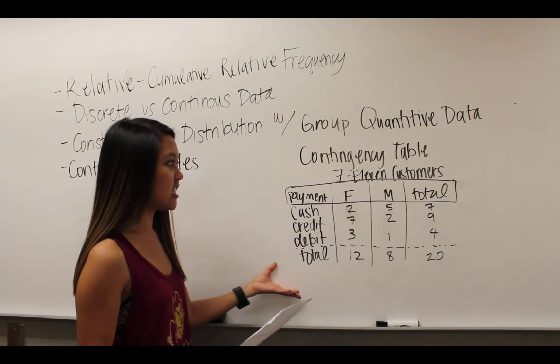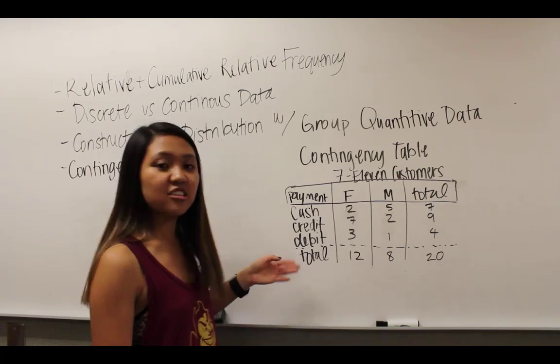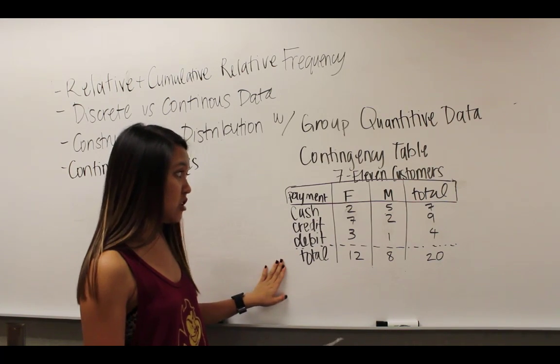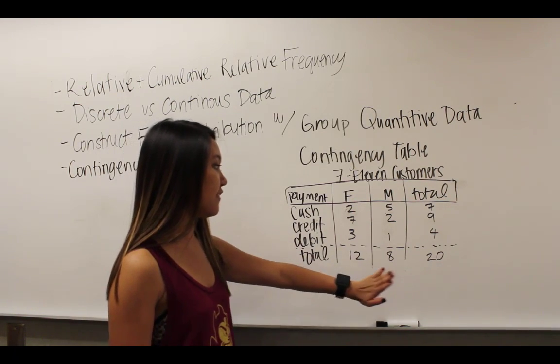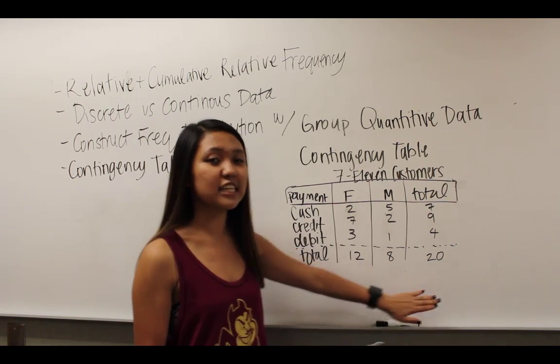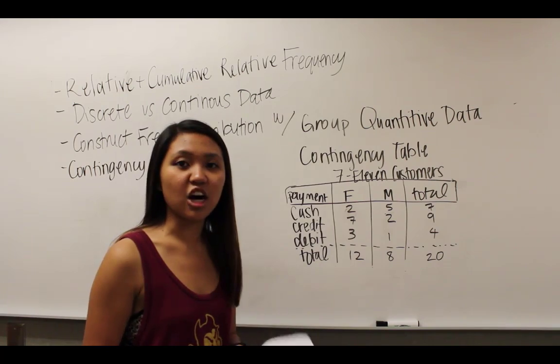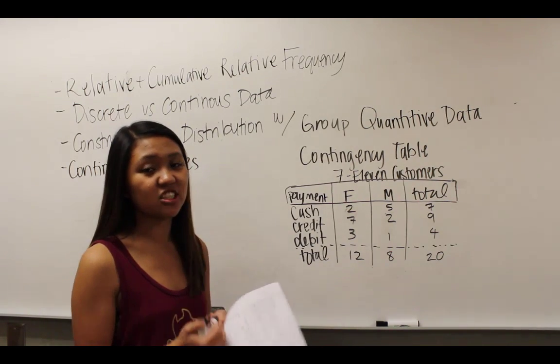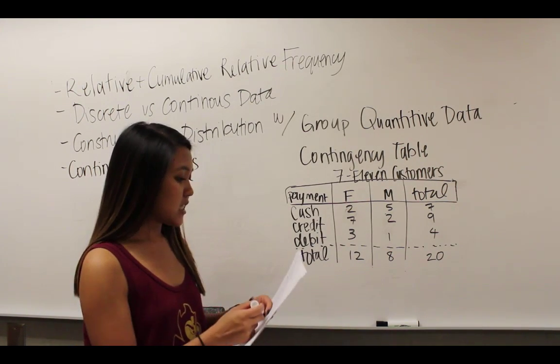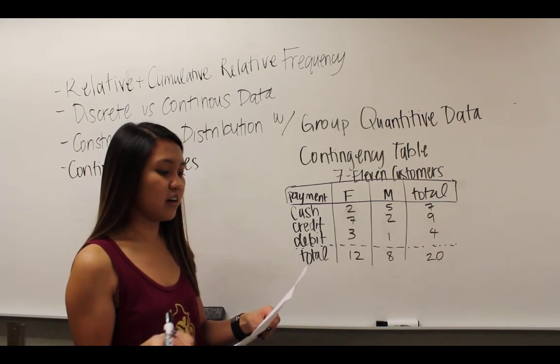So here you have a contingency table for 7-Eleven customers. It shows the payment they use, if they're female, if they're male, and the total. So it just tells us a little bit of data. The first question is, what is the most common and least common form of payment? Like I said, a contingency table is just like a frequency table. So it's asking what is the most common form of payment.